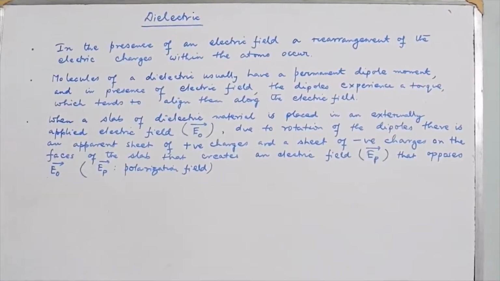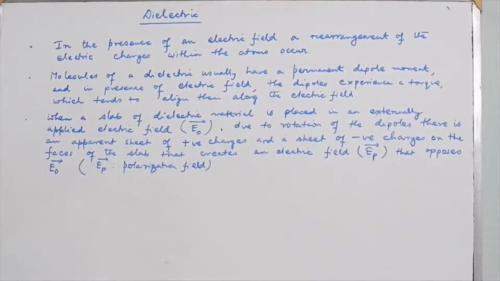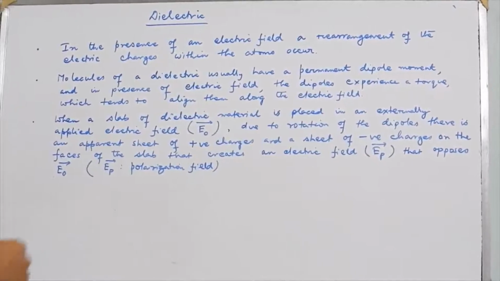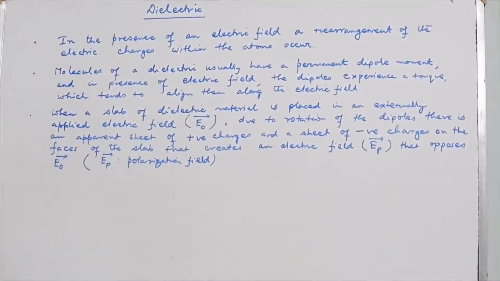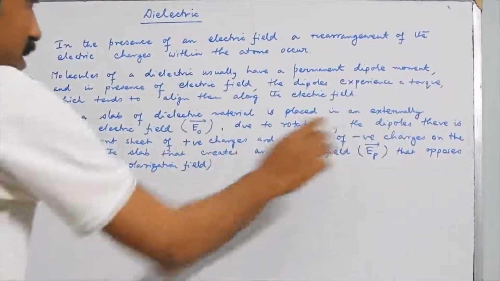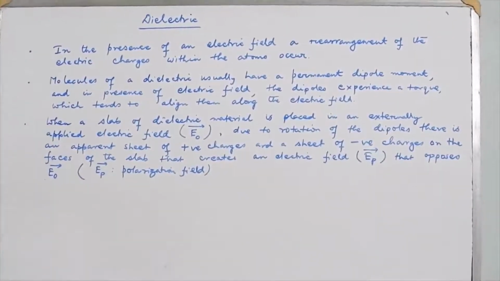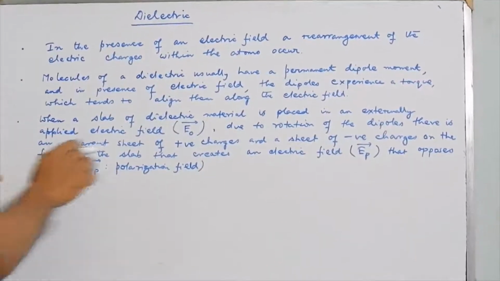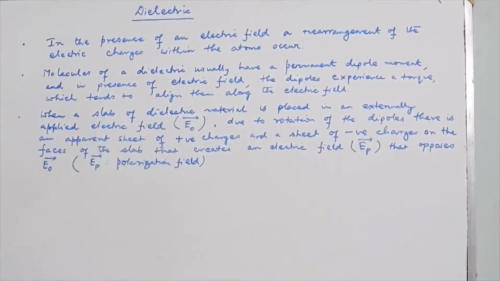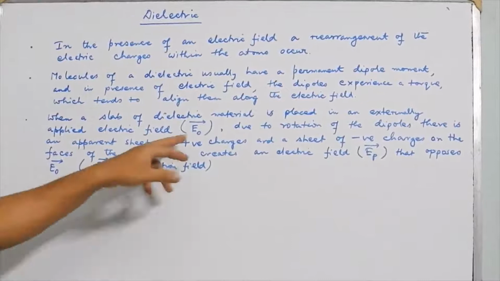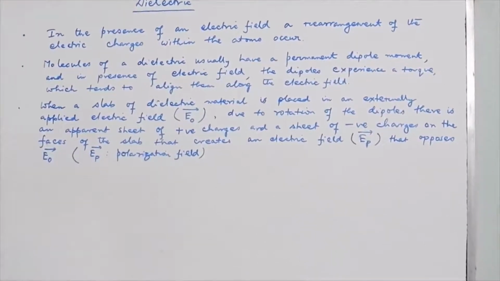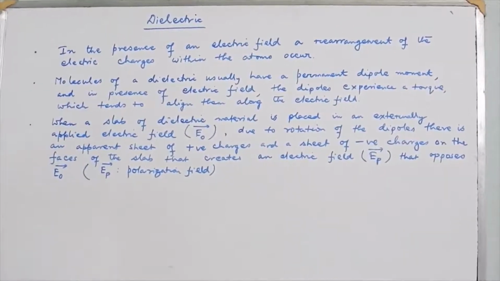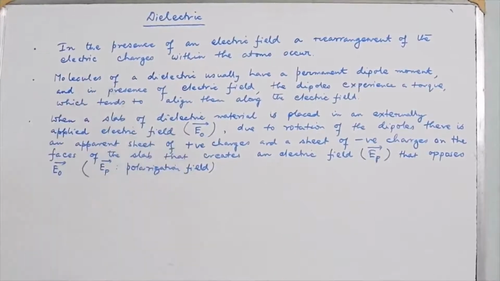So the dipoles are experiencing a torque, and due to the rotation of the dipoles, there is an apparent sheet of positive charges and a sheet of negative charges on the faces of the dielectric slab. This separation occurs because, in the presence of the external electric field E0, the dipoles have all aligned themselves along the direction of the field, and they have created a net field that opposes the original electric field.